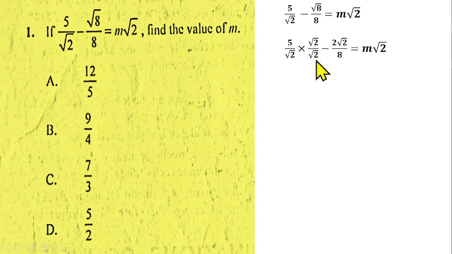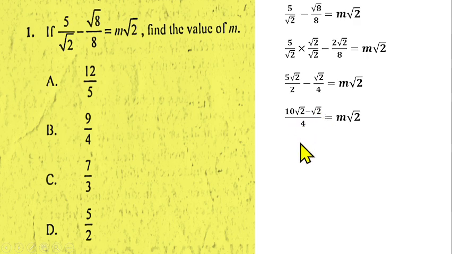Surd 2 times Surd 2 here will give us 2, then 5 times Surd 2 will give us 5 Surd 2. So we have 5 Surd 2 over 2 minus, 2 can go into 8, that will give us 4. So we have Surd 2 over 4 equals m Surd 2. From there we can find the LCM of this left hand side. That should be 4. 2 in 4 gives 2, times 5 gives 10 Surd 2, minus 4 in 4 gives 1, times Surd 2 gives Surd 2. Then 10 Surd 2 minus Surd 2 gives 9 Surd 2 over 4.